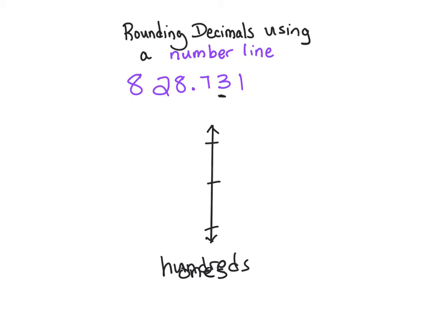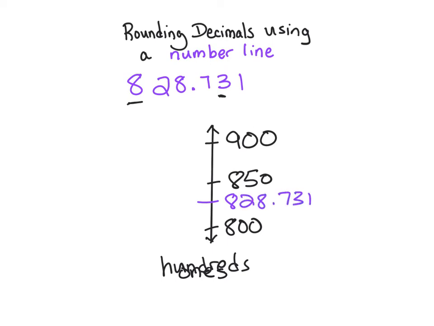For the next one, I am now going to round to the hundreds place. The digit in the hundreds is of course the 8. So that 8 is equal to 800. So I'm going to write 800 for my low. My high is going to be 100 more than that, which would be 900. Halfway between 800 and 900 is of course 850. So now we just determine, is 828 and 731 thousandths smaller than 850? Yes, it is. So we plug it in, 828 and 731 thousandths, and we can see that this one rounds to 800.